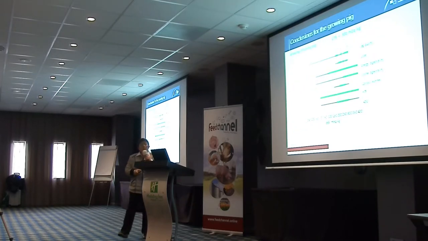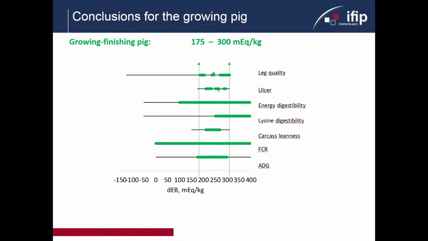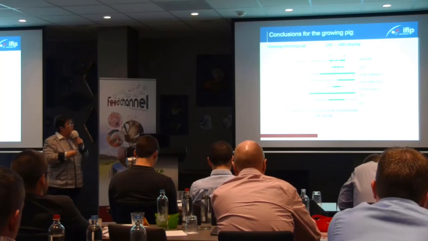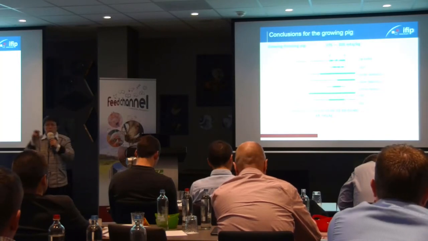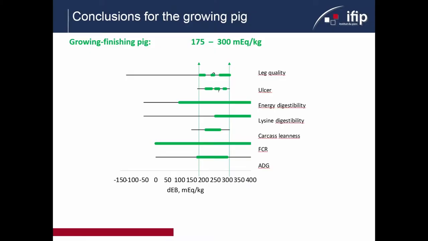Well, so during the growing phase, based on the different criteria that can be investigated, we can probably conclude that the range of the value would be from 175 to 300. In most cases, presently, our formula spontaneously will adjust around 200, then more during the below as the lowest value of the range.